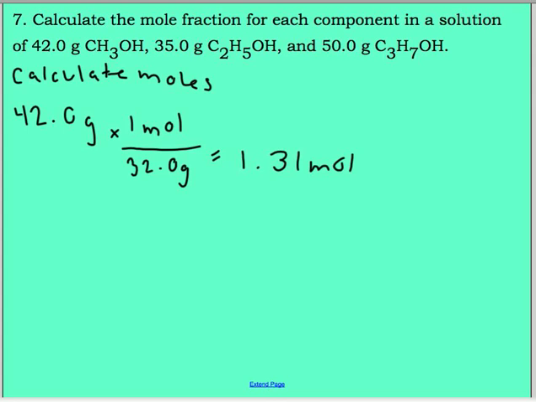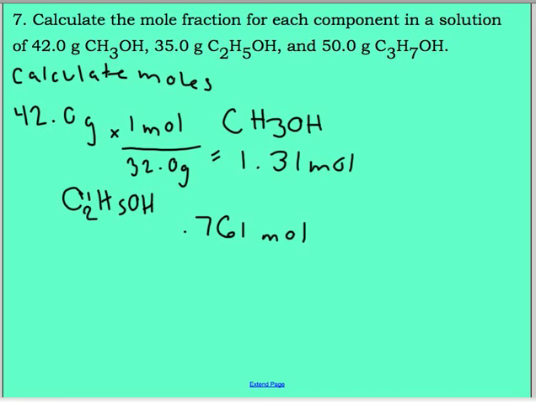So this one was, wait, let me write this one. This one was CH3OH. So the next guy, C2H5OH. When you calculate him out, you should get 0.761 moles. And for C3H7OH, you should get 0.833 moles.